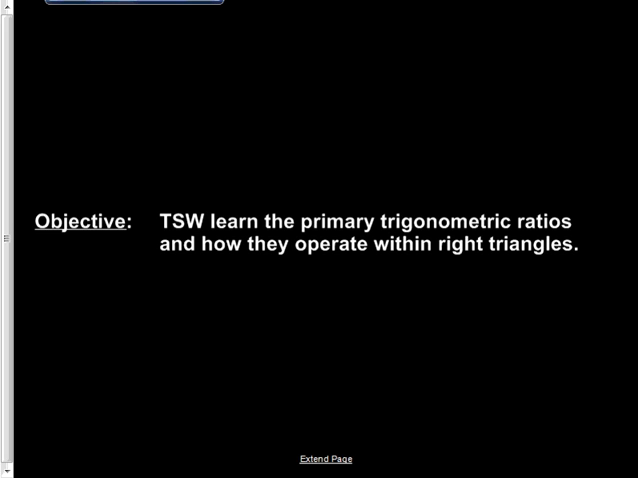Our objective for this day will be the student will learn the primary trigonometric ratios and how they operate within right triangles. I have no idea at this point what date this will be. I'm recording this lesson pretty far in advance, so just leave the date blank and we'll fill it in when it gets a little closer. As always, press pause anytime you need more time to copy things down and hit play when you're ready to move on.